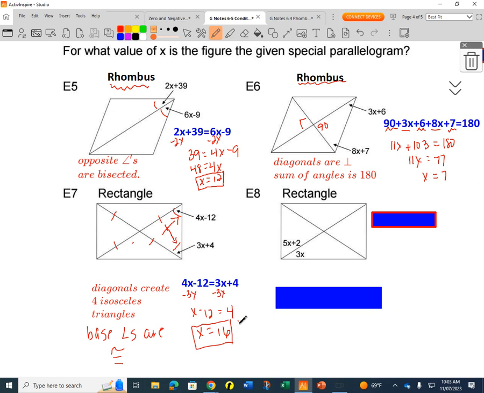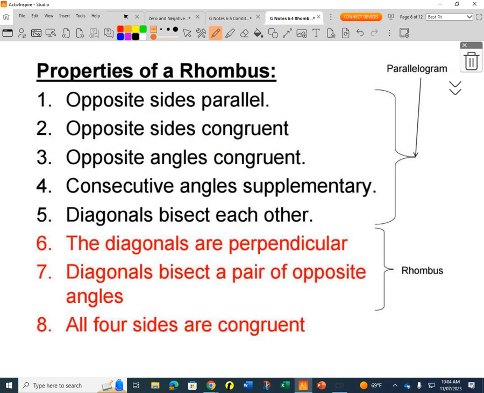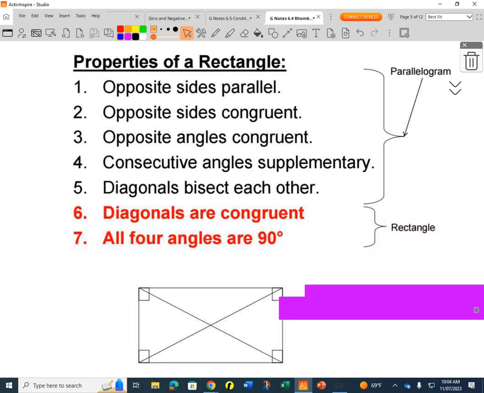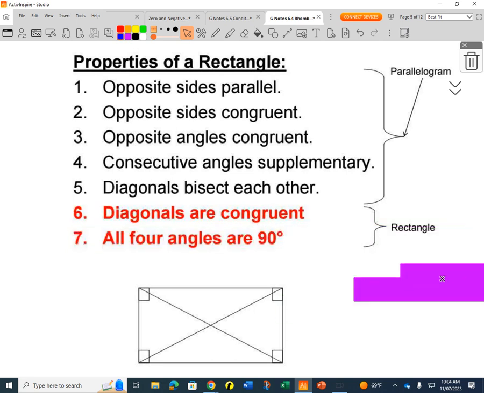All right, example 8. What do we know about a rectangle? Tell me some things you know about a rectangle. What are the things that we know about a rectangle? Literally right in front of you. Someone throw me a bone here. What do you think?